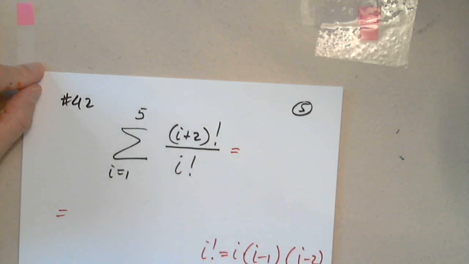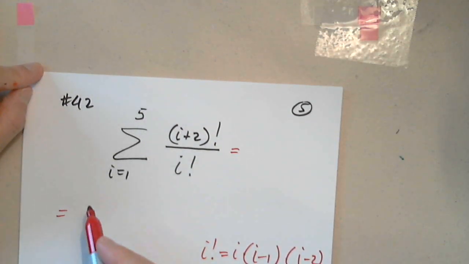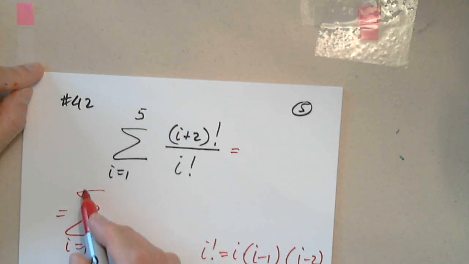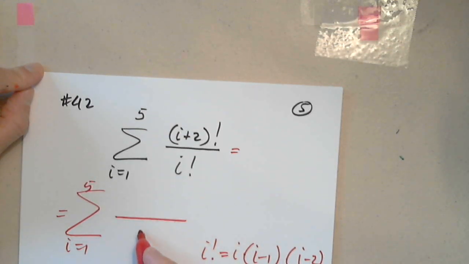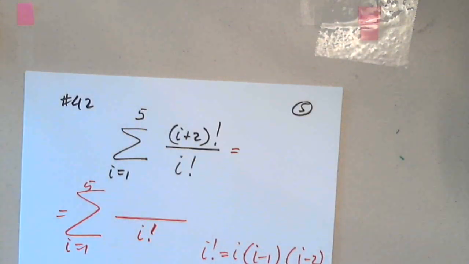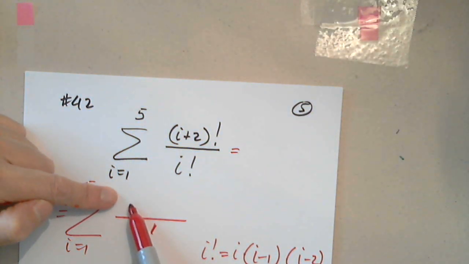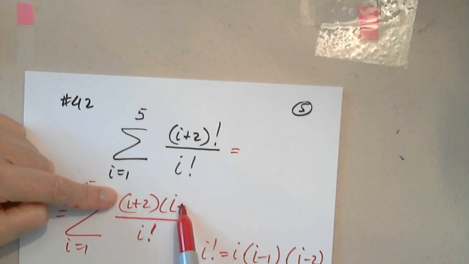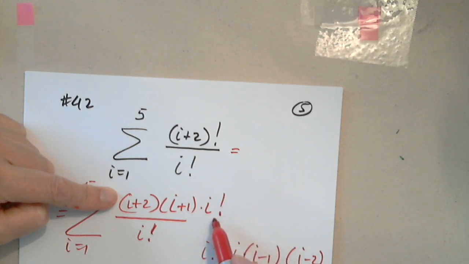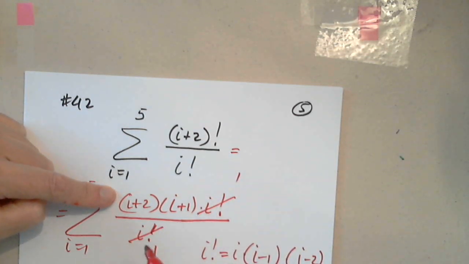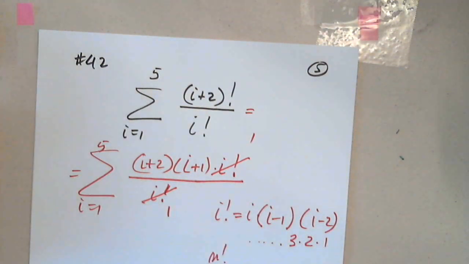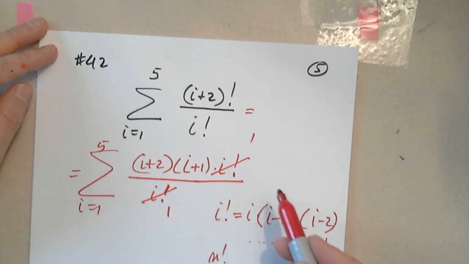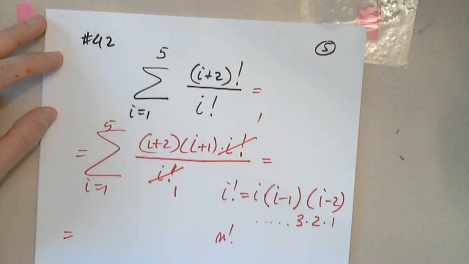Good, so which of the top or bottom is bigger? That's where we have to start. The top is bigger. Can anyone tell us how to write the top? It's (i plus 2) times (i plus 1) times i factorial. Very good. So now this reduces to what we just did a few minutes ago. So much easier. I didn't have to even use those factorials at all.